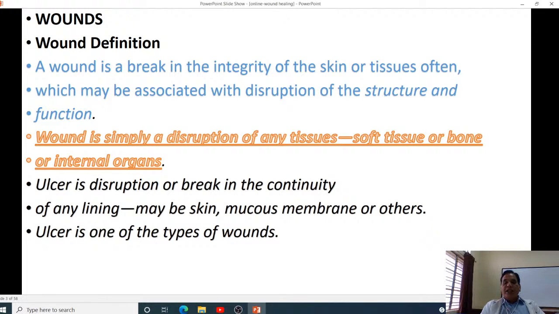So what about integrity? It is integrity of the skin as well as the deeper structure. Integrity of a deeper structure may not affect the skin. So, wound is simply a disruption of any tissue. That tissue may be soft tissue or it may be bone or any internal organ. Wound can occur to internal organs also. Ulcer also can occur in the internal lining. So, ulcer is on the skin or on the mucous membrane, whereas wound is on any tissue, be it soft tissue, bone or any internal organ. So you must clearly understand the definition of wound.